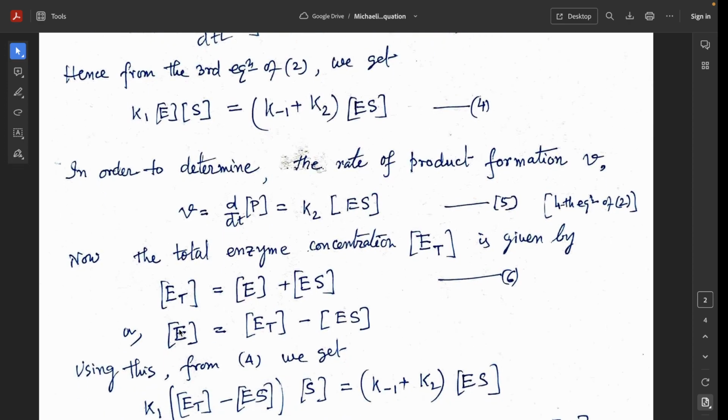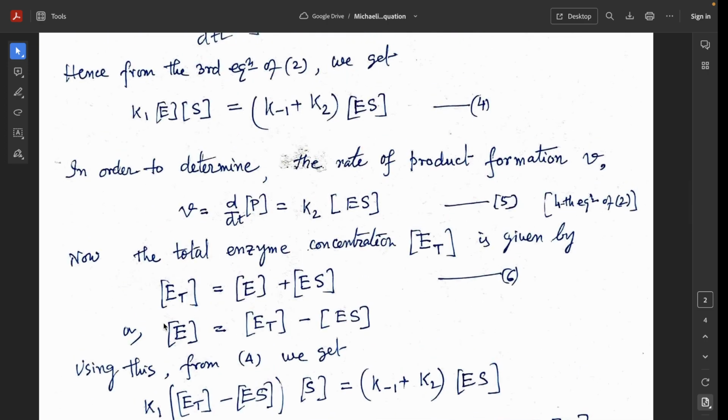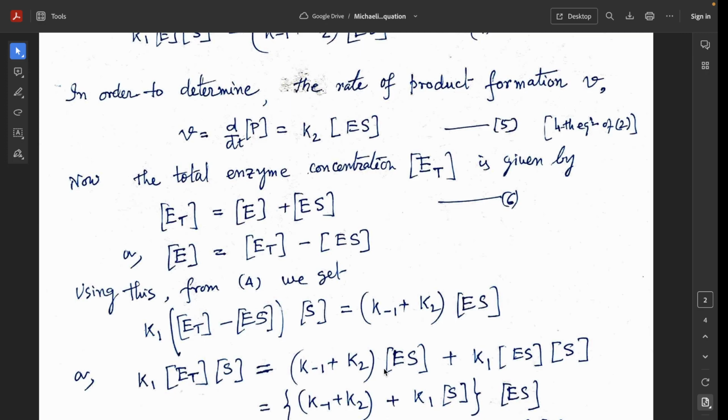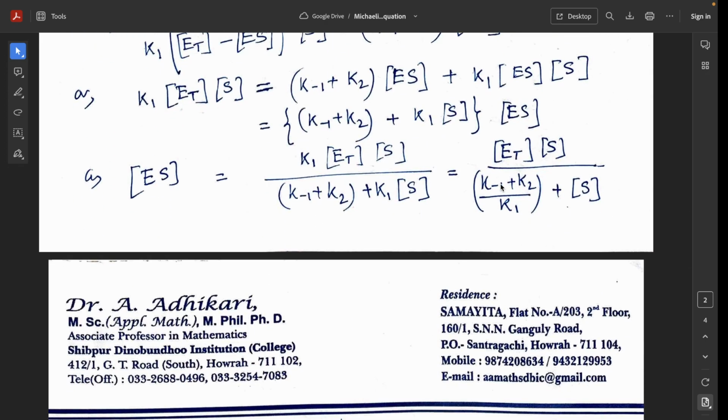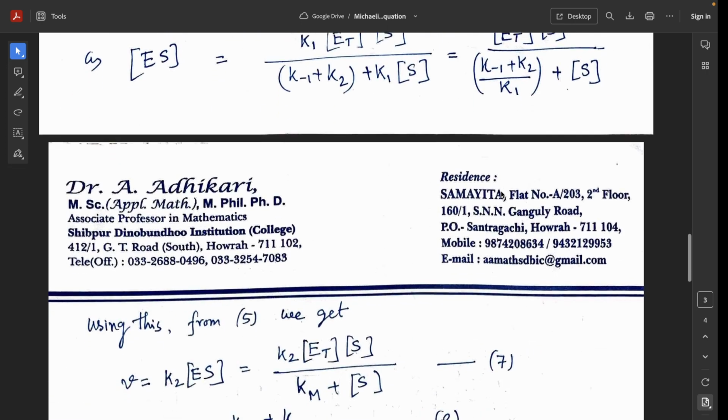So the concentration of E equals the concentration of ET minus the concentration of ES. Using this value in equation 4 for the concentration of E, and after simplification, we get the concentration of the complex ES equals K1 times the concentration of ET times the concentration of S, divided by K suffix minus 1 plus K2 plus K1 times the concentration of S. Dividing by K1, we get this. Now, K suffix minus 1 plus K2, divided by K1, equals Km.